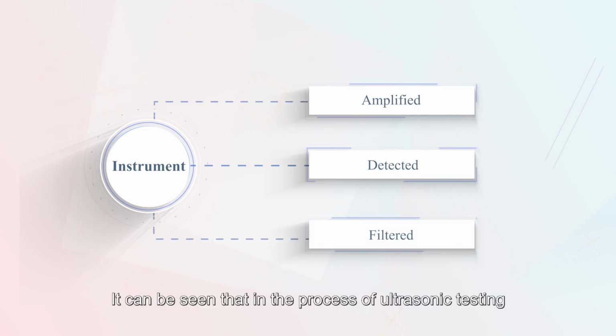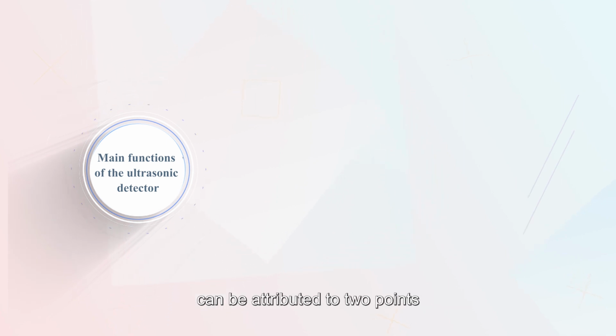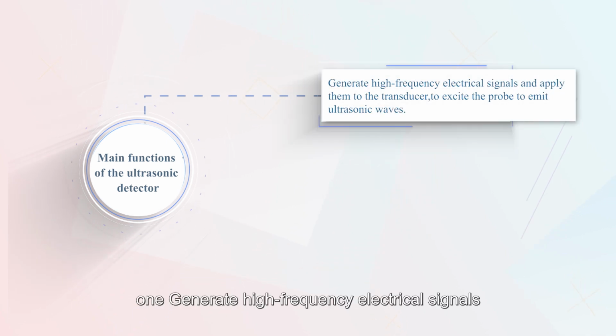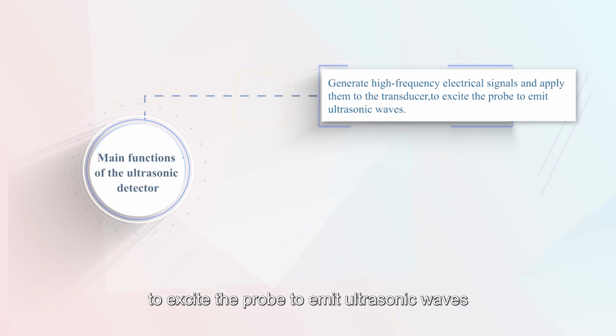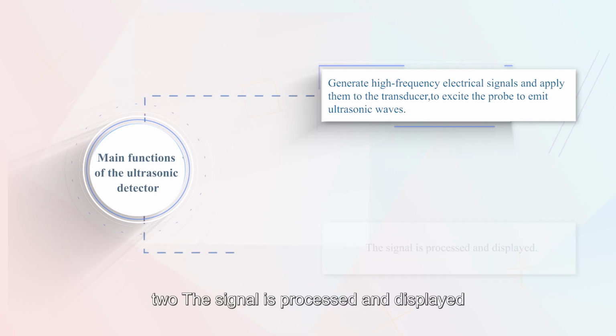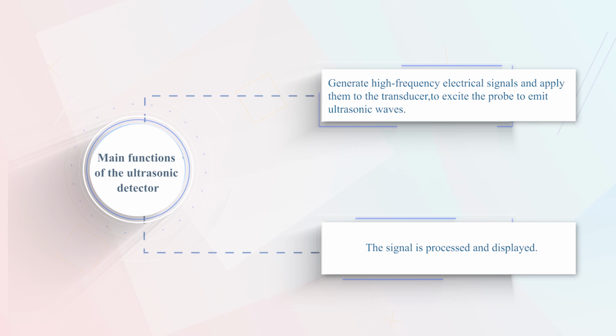It can be seen that in the process of ultrasonic testing, the main functions of the ultrasonic detector can be attributed to 2 points. 1. Generate high-frequency electrical signals and apply them to the transducer to excite the probe to emit ultrasonic waves. 2. The signal is processed and displayed.